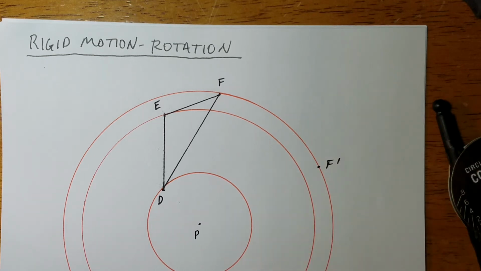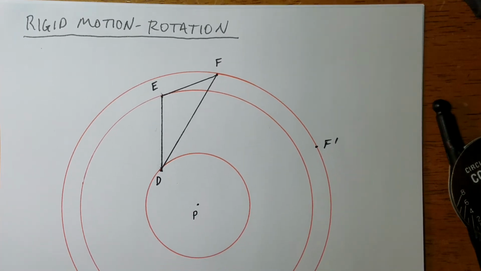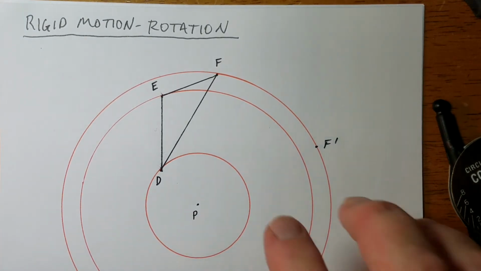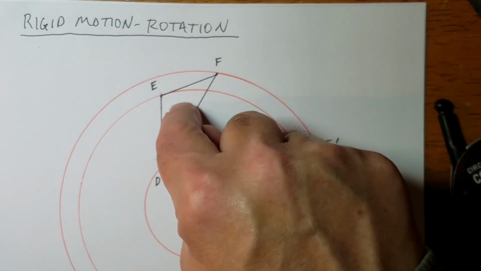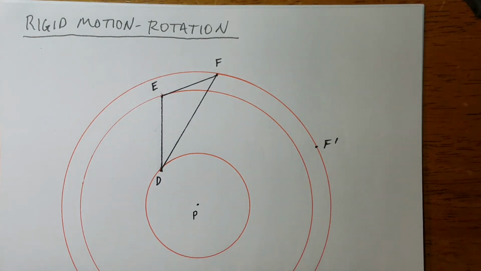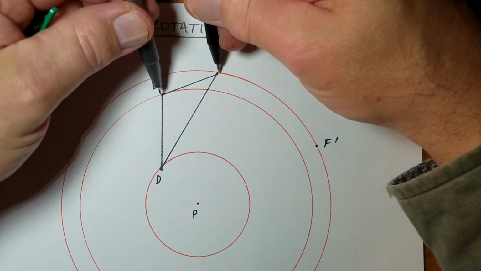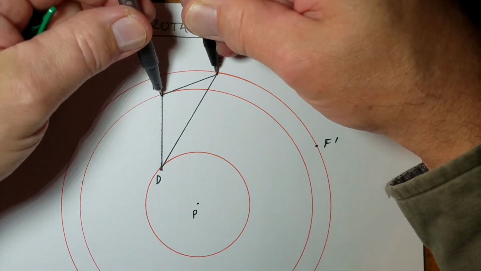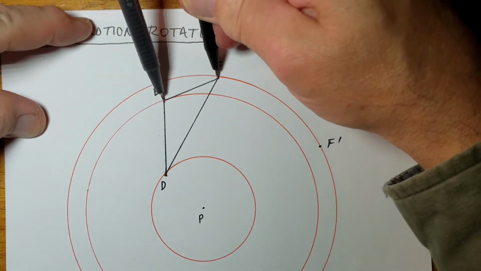Okay. To find the other 2 points, we have to remember that rotation is a rigid motion, which means it preserves congruence. That means the image triangle that we produce over here will be congruent to the original triangle. So then I could just measure the sides. Side FE, with my compass, I measure it, and then rotate it.